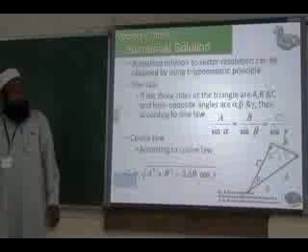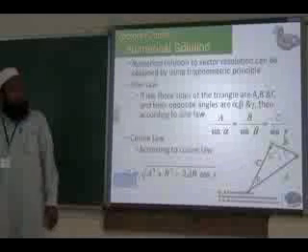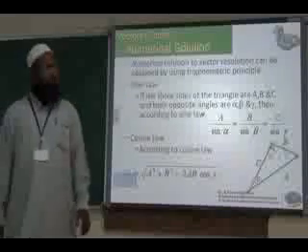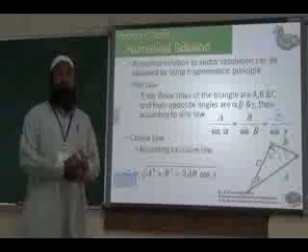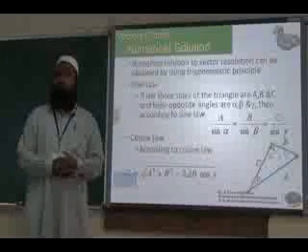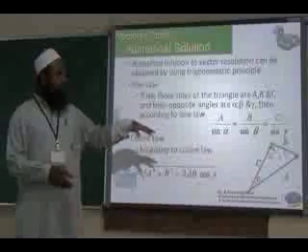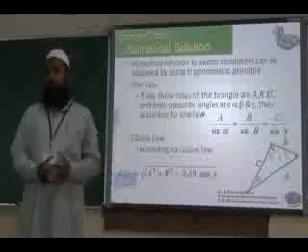Side B, the opposite angle is beta. C, gamma. We have to consider the opposite angles. So this is for finding the numerical solution for our vectors. So you consider the triangles formed by vectors.